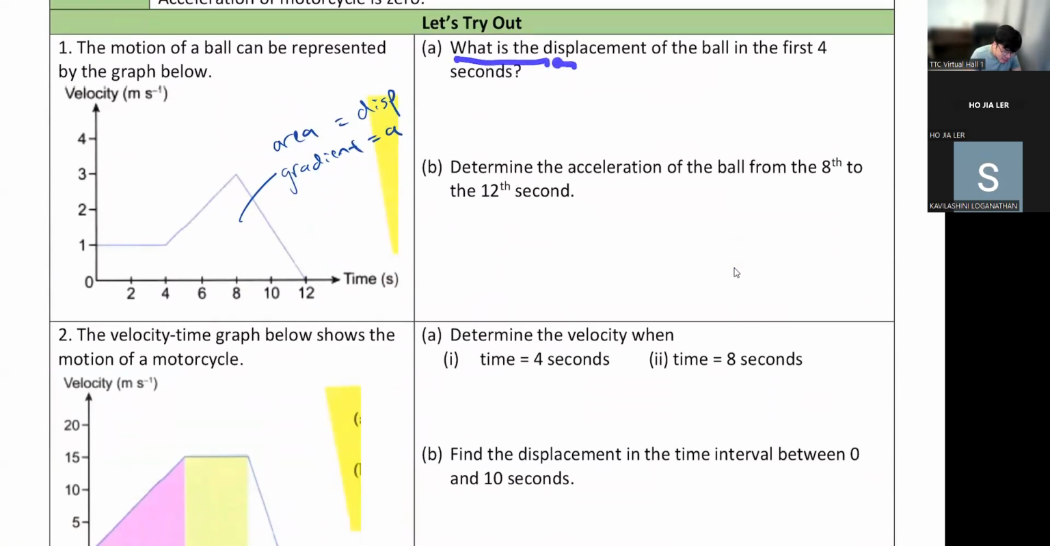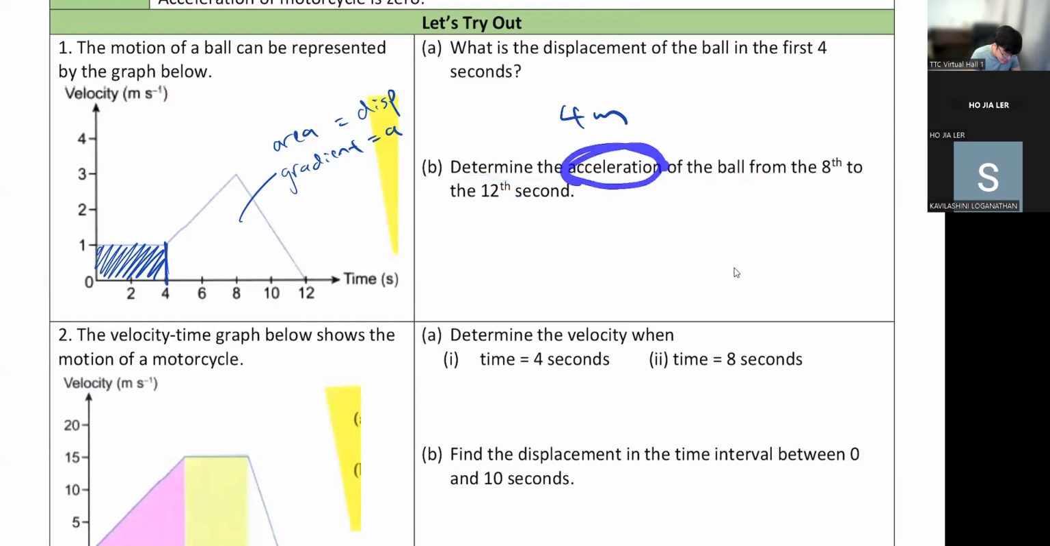So what is the displacement of the ball in the first 4 seconds? How do you find displacement? You find the area, right? So the area for the first 4 seconds, the area here. So the area is 4 times 1, so it's 4 meter, right? Simple.